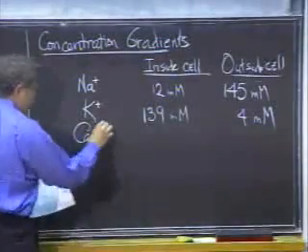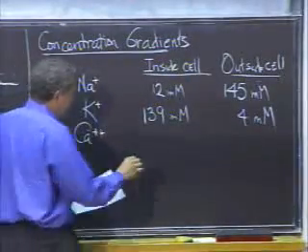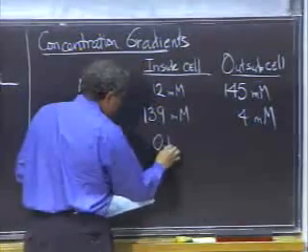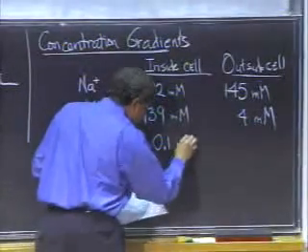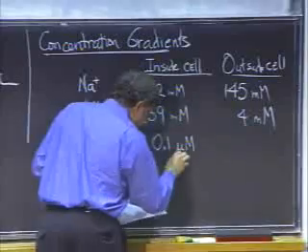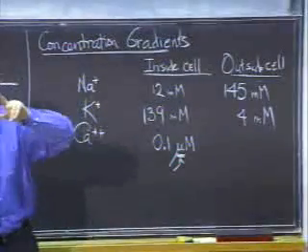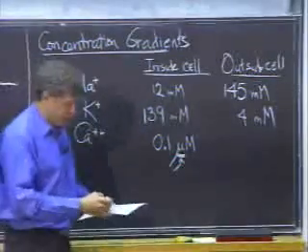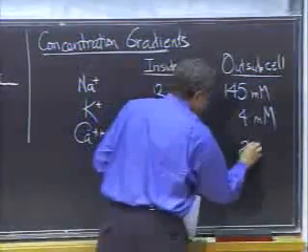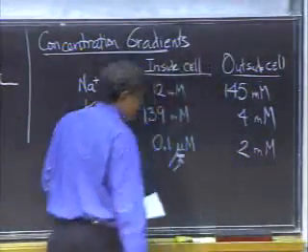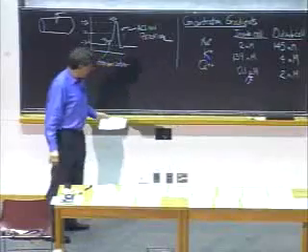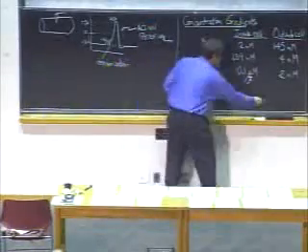Calcium ions also have a gradient across this cell. They are virtually rare, 0.1 micro, not milli, micromolar inside the cell, and 2 millimolar outside the cell. So there are very big differences in the concentrations.